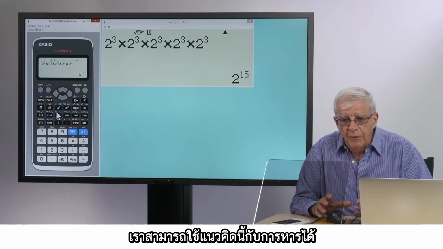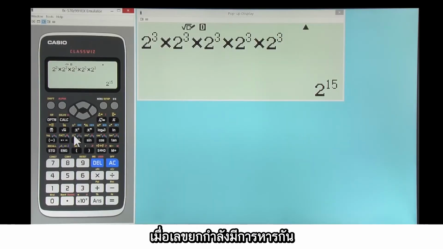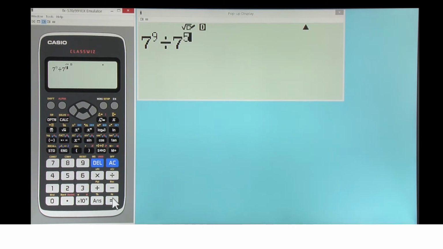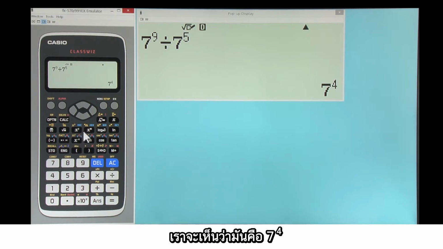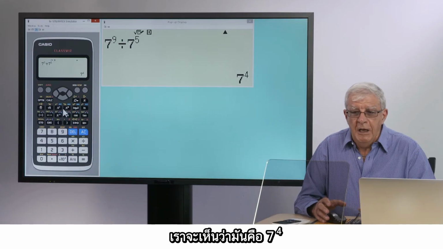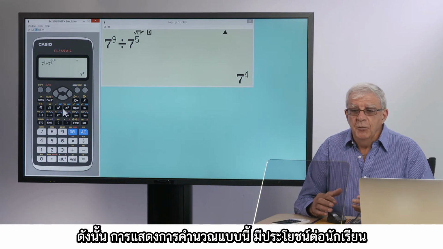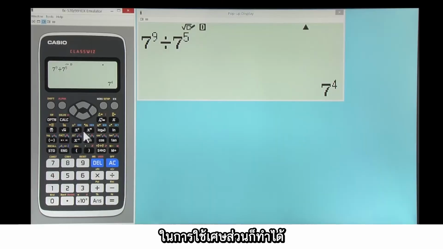The same idea works for division, where when powers are divided by each other, for example 7 to the power 9 divided by 7 to the power 5 is a large number, but again if we find the factors of that number we can see that it's 7 to the power 4, and of course 9 subtract 5 is equal to 4. So it's valuable for students to represent this kind of operation also using fractions. And the ClassWiz allows them to do this.